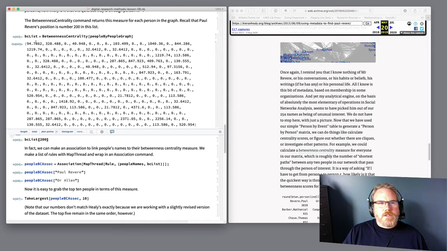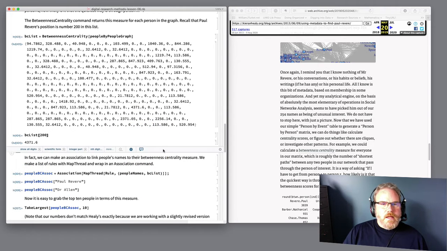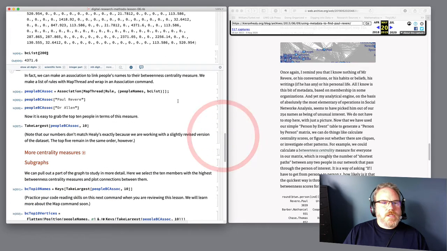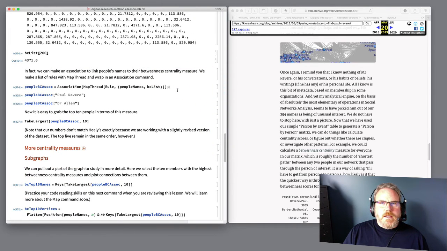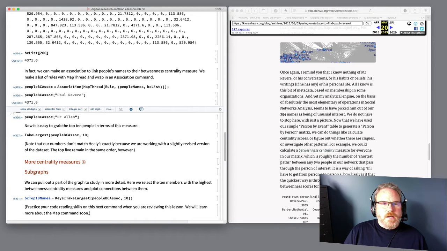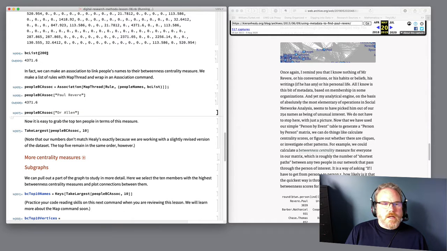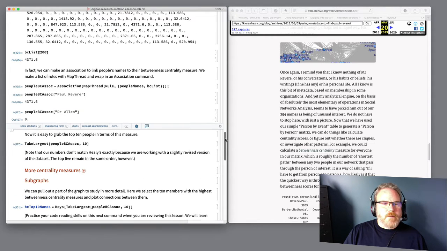Now this is our list of 254, or however many of them there were, a list of people, and we know that Paul Revere is number 200 in this list, so we can pull his out directly. It looks like a relatively high number if we scan this with our eyes, but what we can do is make an association to link each person to their own betweenness centrality. That's what I do in the next command, and now we can query it. What is Paul Revere's betweenness centrality? What is Dr. Allen's? Okay, Paul Revere's is very much higher than Dr. Allen's.